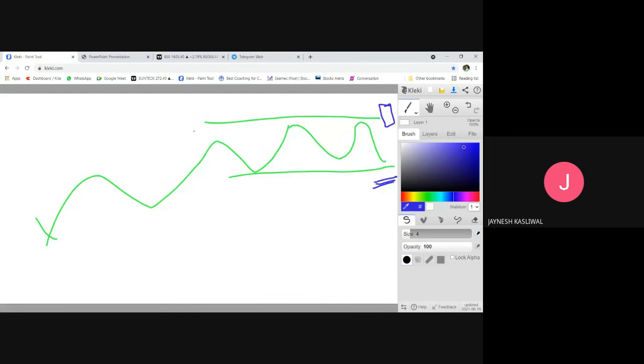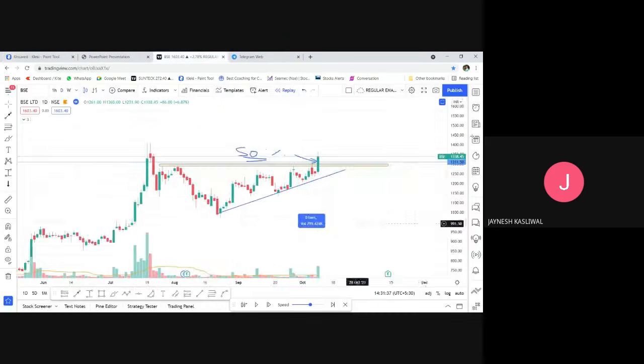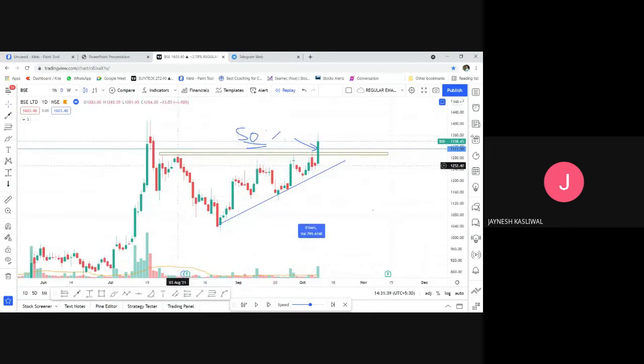If you see that the range is too big, like 15%, 20%, then you have to look for a smaller consolidation area in this chart. So in BSE, can you see that the stock is moving slowly up? In this chart, the ideal stop loss that we will be looking for is this area. Understood? This is the ideal stop loss that we will be keeping.